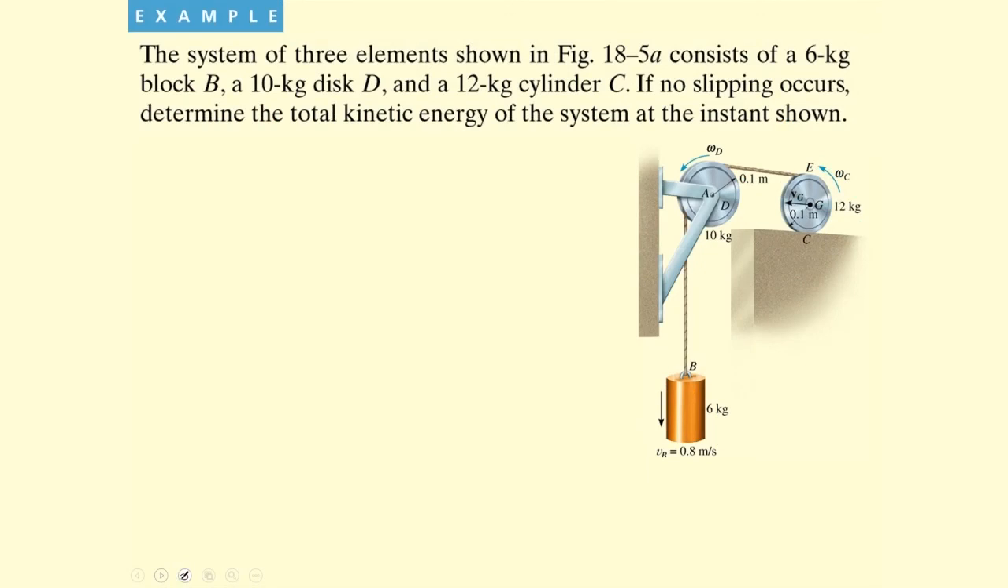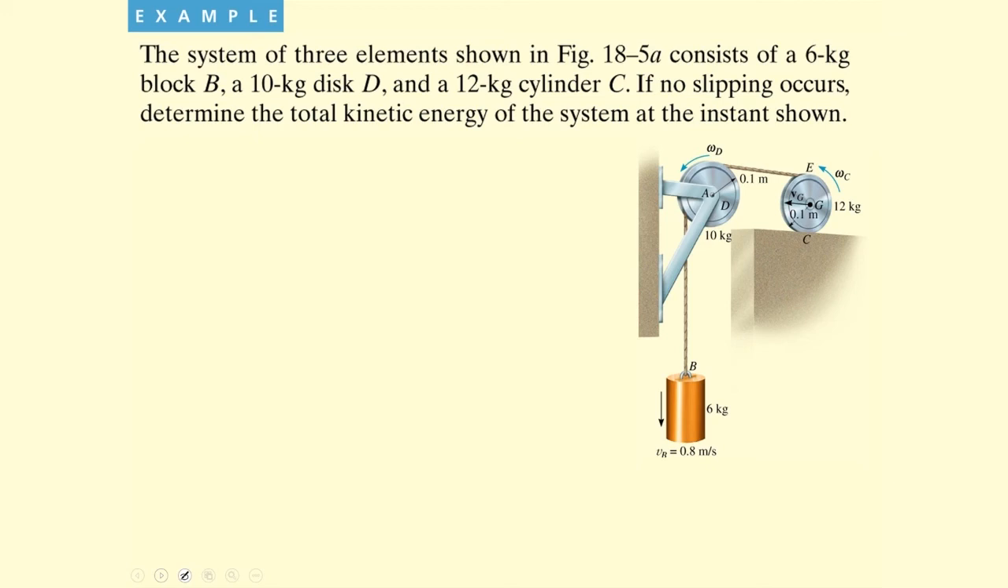So let's have one example where we discuss the different types of kinetic energy and we try to find them. The system shown of 3 elements consists of a 6 kilogram block B, a 10 kilogram disk D, and a 12 kilogram cylinder C. If no slipping occurs, determine the total kinetic energy of the system at the instant shown.